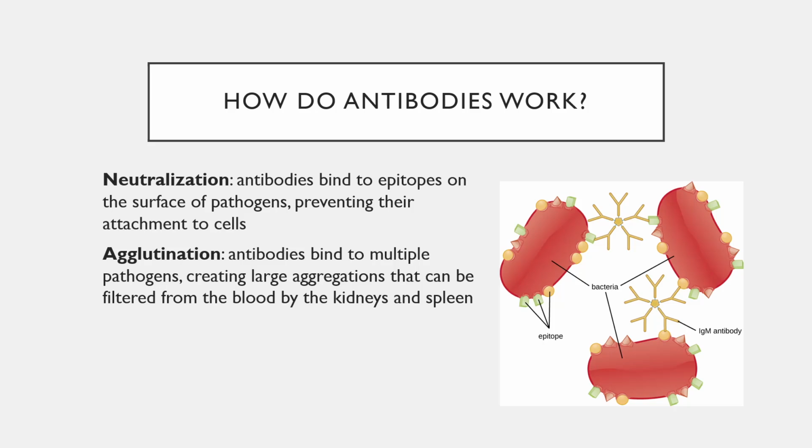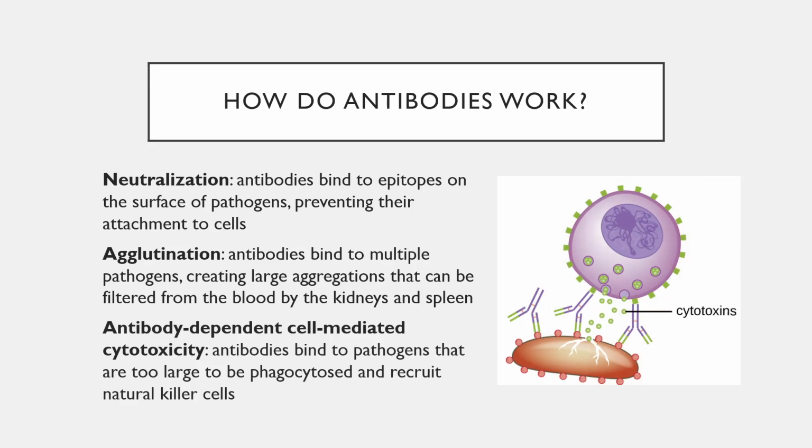A third mechanism is described as antibody-dependent cell-mediated cytotoxicity, which is kind of a mouthful, but it's usually abbreviated as ADCC. And this mechanism describes how antibodies can bind to the surface of pathogens that are too large to be destroyed by phagocytes, so they're too large to be engulfed by our white blood cells, and so they require a different approach. Those antibodies can bind to such pathogens, and they can recruit natural killer cells which will approach and release those cytotoxins that then cause the cell to self-destruct.